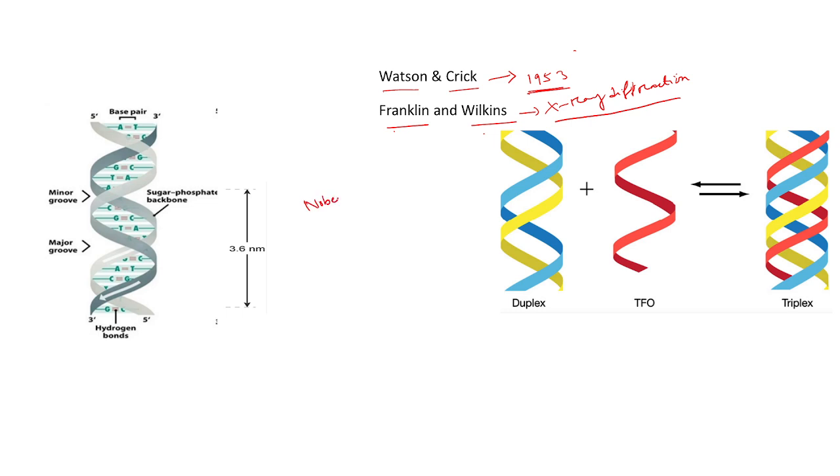Nobel Prize except Franklin. Why? Because Franklin was dead at that time, and the Nobel Prize is only given to a living person. So that's why Watson, Crick and Wilkins got the Nobel Prize for the discovery of the DNA. But if in the exam it is asked who discovered the double-stranded DNA, then Watson and Crick. Franklin and Wilkins only discovered the X-ray diffraction data, and from that data, Watson and Crick discovered the structure of the double-stranded DNA.